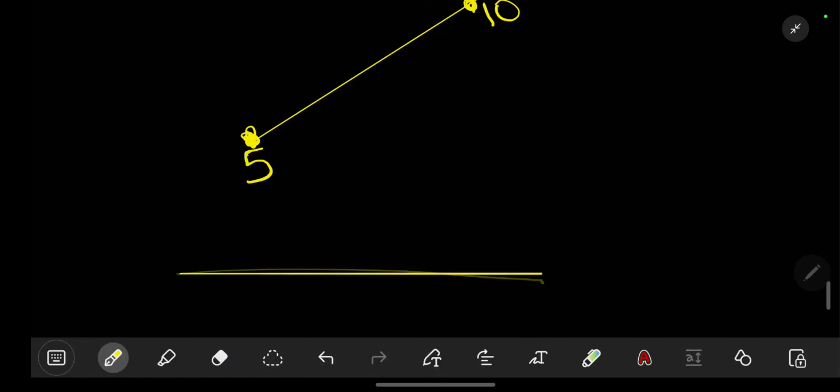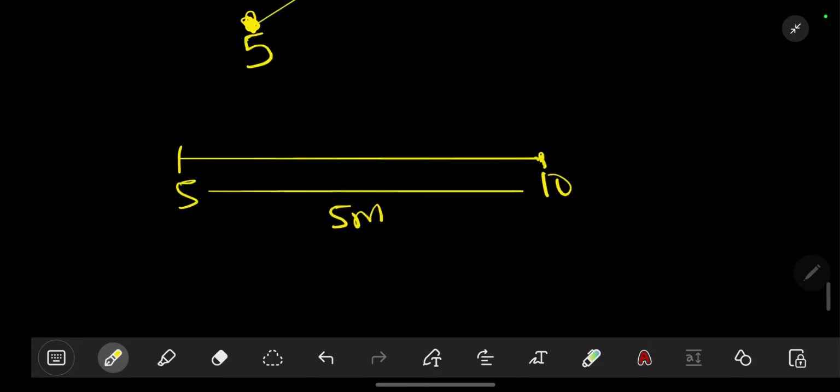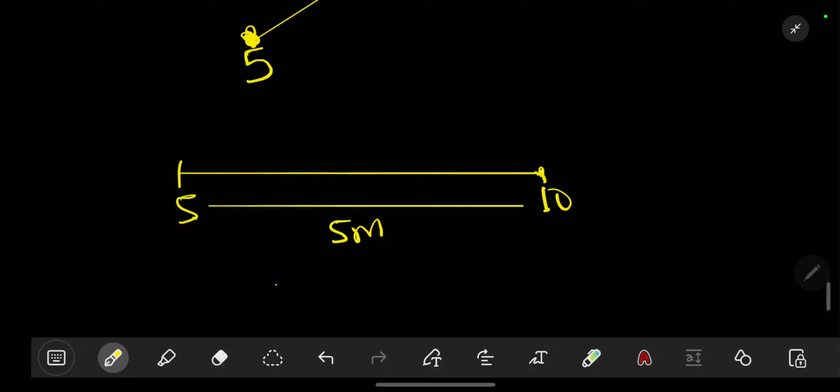If it was just a straight line like this, it is not a hypotenuse, it will be very easy in the sense that if this is 5, this is 10. For you to move from here up to here, you will just have to cover a distance of 5 meters. How do you find that? By subtracting 10 minus 5, which will give you 5. So for you to find the distance between 2 points that are not starting at 0, you subtract like that. That's how we find the distance of a straight line.